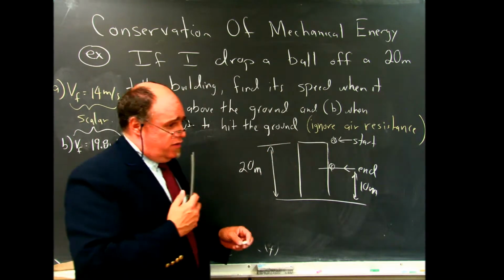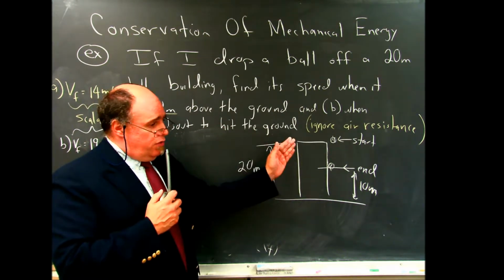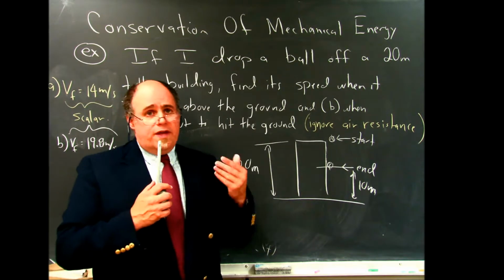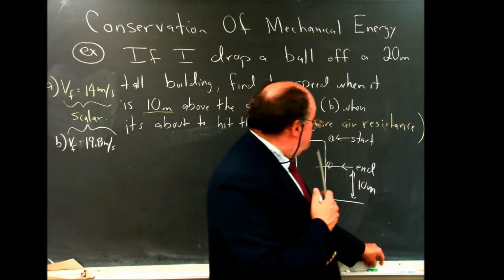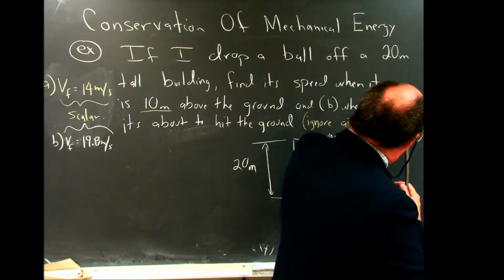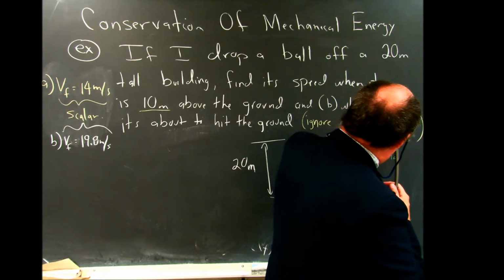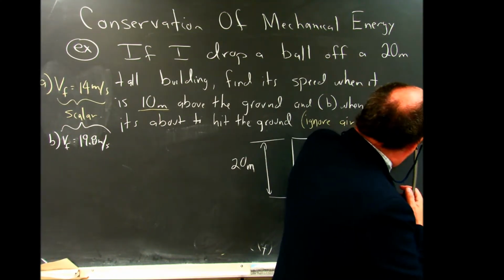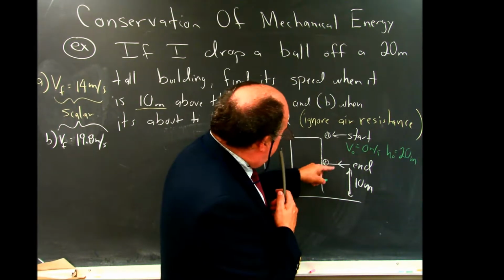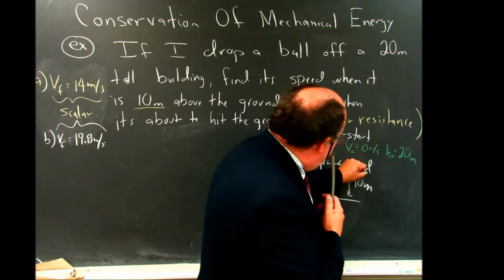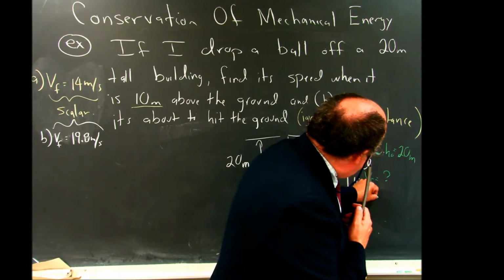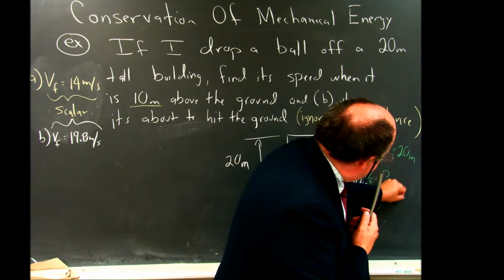I usually like to put the picture, and right near the picture, it's helpful to write the initial conditions that you know about. So I could write V initial and H initial. V initial was 0 meters per second, and H initial was 20 meters. And over here, I could write V final, which came out to be unknown, and H final came out to be 10 meters.